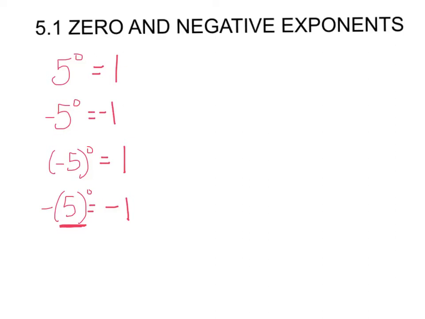Here's why. 5 is being taken to the 0 power. That's it. Only the 5. The negative is still out front. It would actually be like if you took negative 1 times 5 to the 0 power. That would give you negative 1 times 1, which gives you the negative 1. That's kind of another way of rewriting that problem.